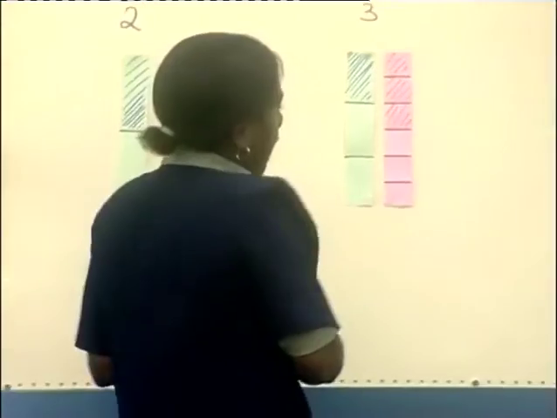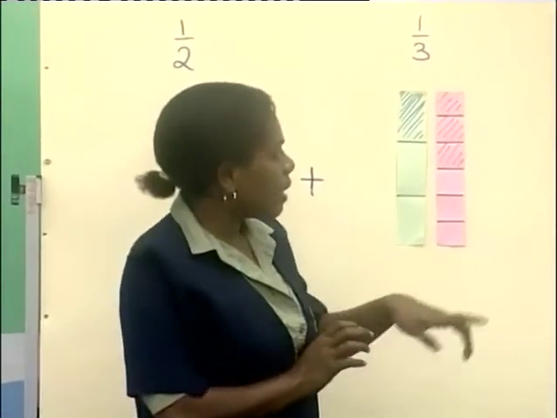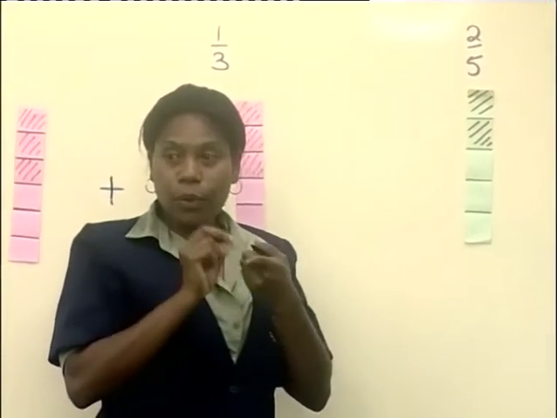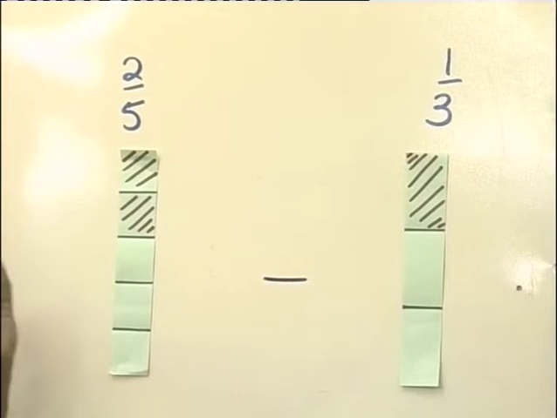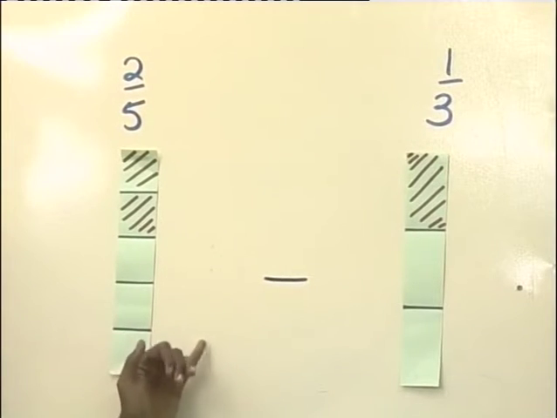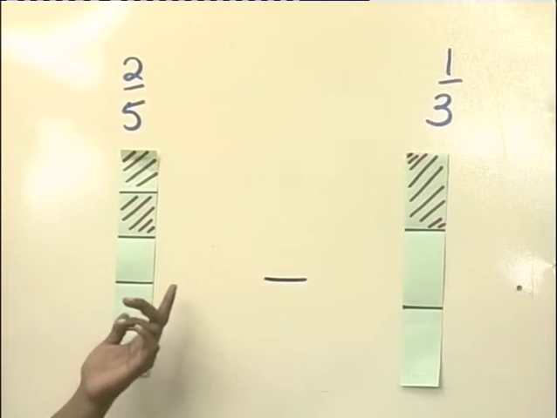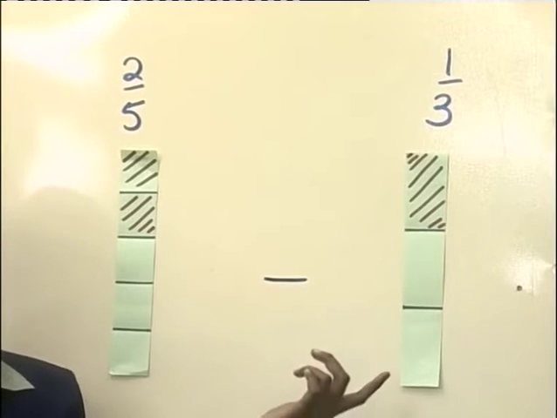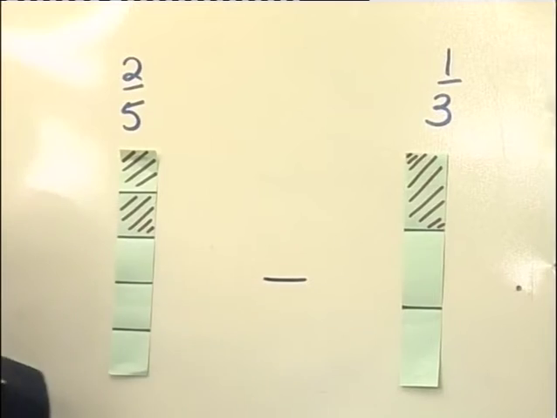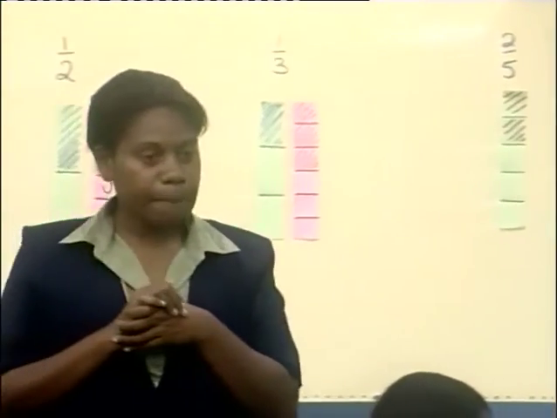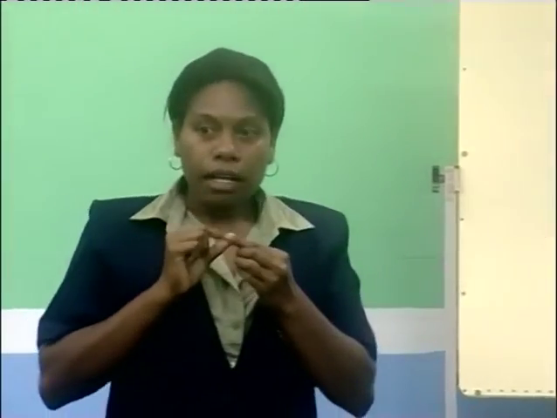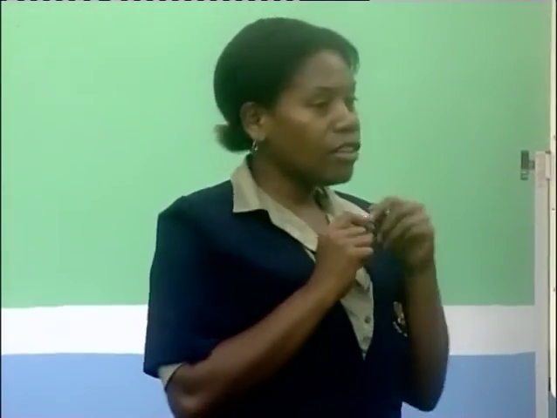So, I will have to make 2/5 equivalent to 15 parts, all right? Or let's say, how many 15ths will be equal to 2/5? Okay, same with 1/3. How many 15ths will be equal to 1/3? Who can tell me how many 15ths will be equivalent to 2/5? Because you said the lowest common denominator of 5 and 3 is 15. So, how many 15ths will be equivalent to 2/5?